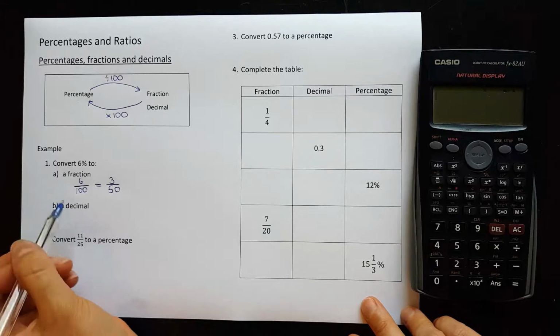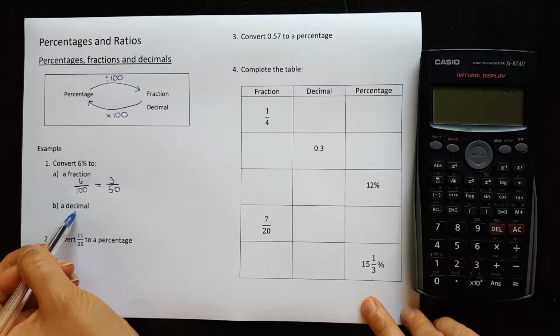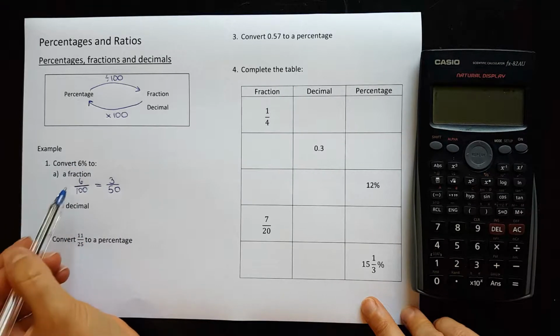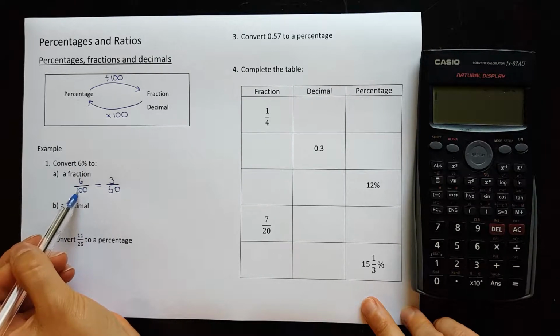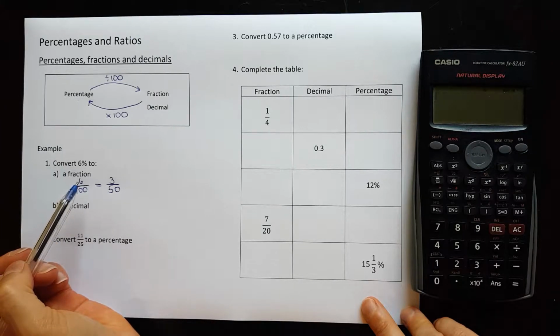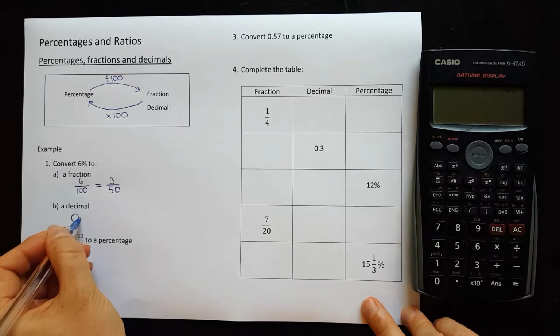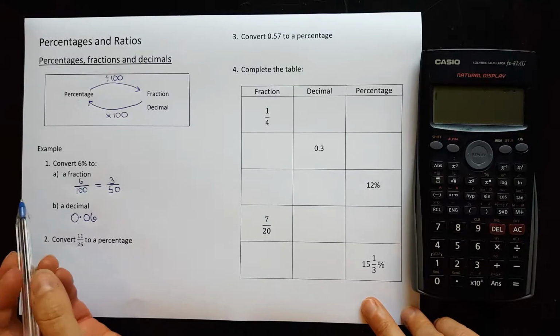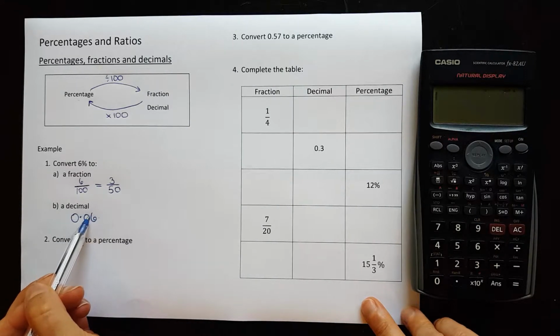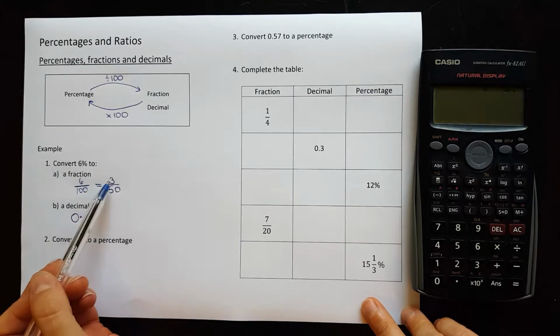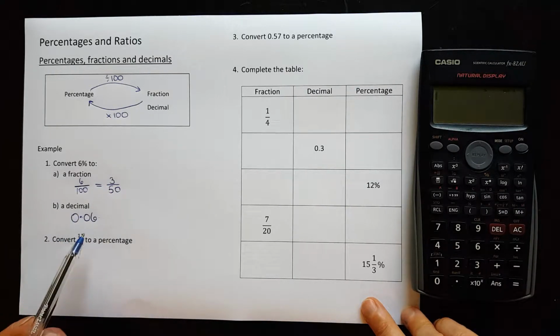Now that same percentage can also be written as a decimal. Again, it's just 6 divided by 100, but instead of writing that as a fraction, dividing by 100 also means you can move the decimal place backwards 2 places. If it's the whole number 6, the decimal point would be at the end. To jump back 2 places, I do 1 jump over the 6, and then I need to add a 0 in front of that. So I would get 0.06. So 6% is the same as 3 over 50 as a fraction and 0.06 as a decimal.